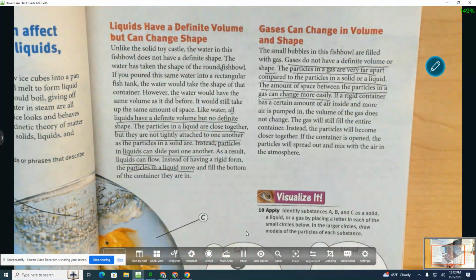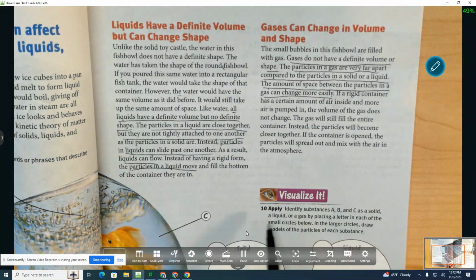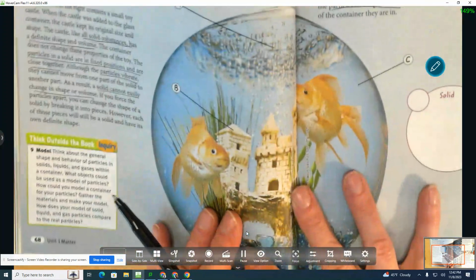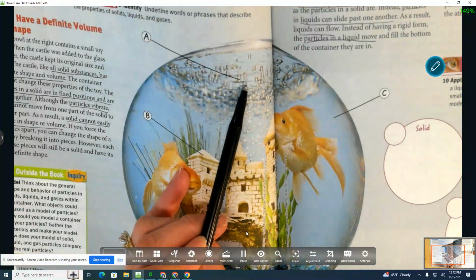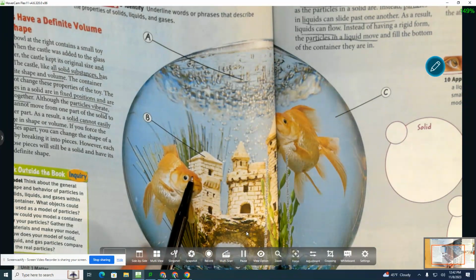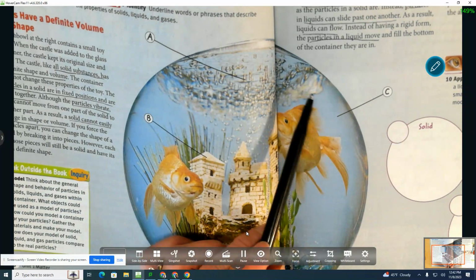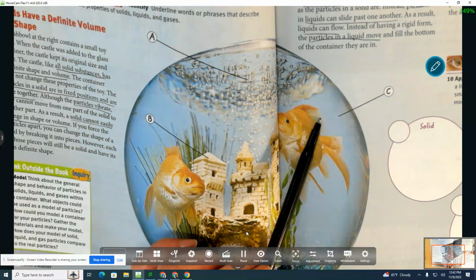Okay? All right, number 10, identify substances A, B, and C as a solid, a liquid, or a gas by placing a letter in each of the small circles below. In the larger circles, draw models of the particles of each substance. All right, so in this fishbowl, you have to decide, are these bubbles solid, liquid, or gas? The castle, is that a solid, liquid, or a gas? And then this water inside the fishbowl, solid, liquid, or gas.